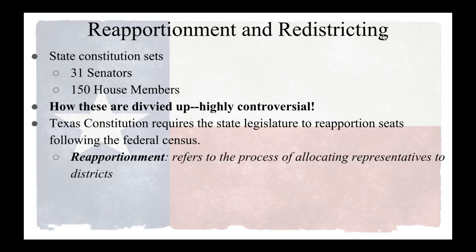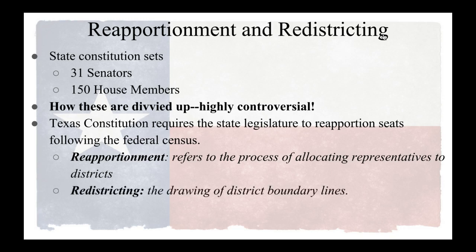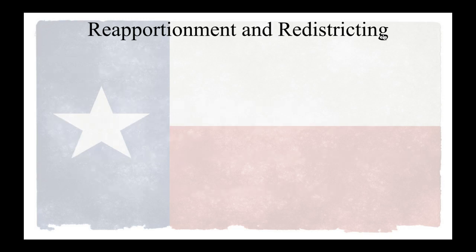Reapportionment is the term that refers to the process of allocating representatives to districts. So we have 31 districts in the Senate, 150 in the House, and the process of deciding where these go across the state is reapportionment. Redistricting is the term that refers to the drawing of district boundary lines. And so we're going to see that there are some significant controversies that are involved in this reapportionment and redistricting process.